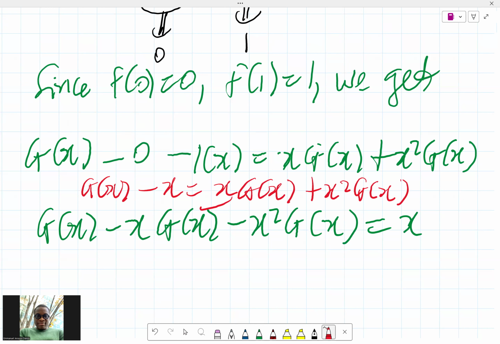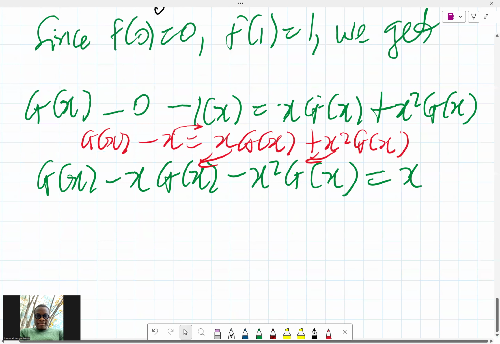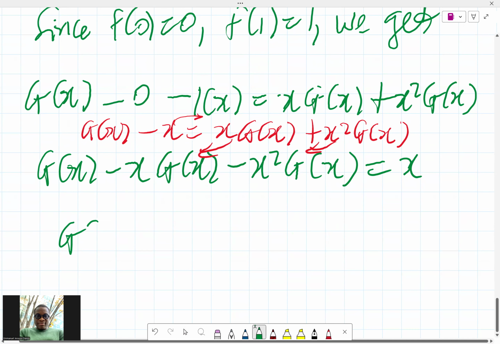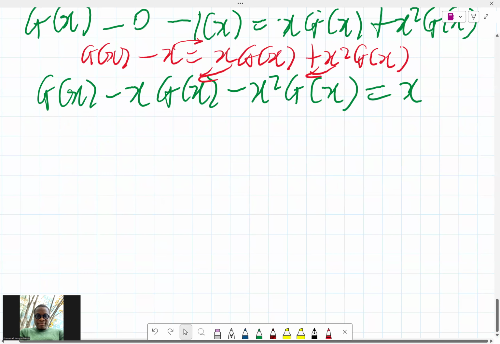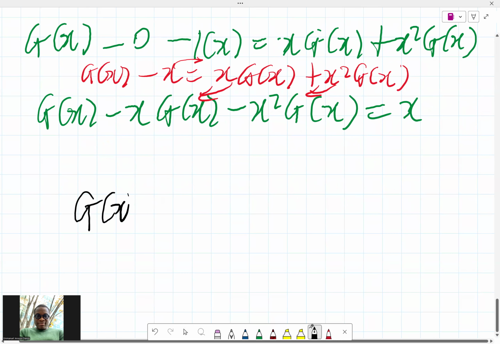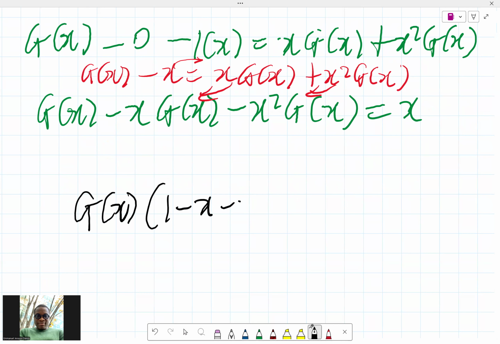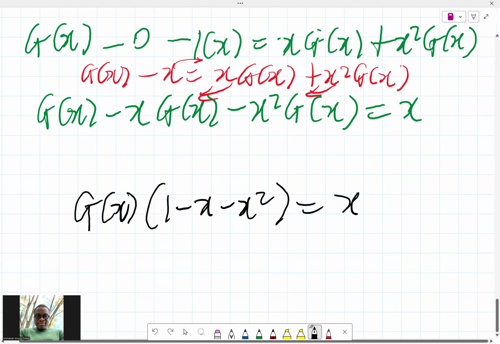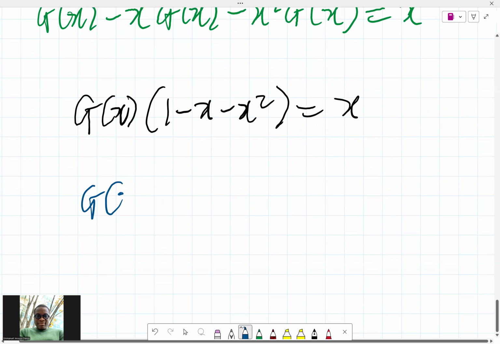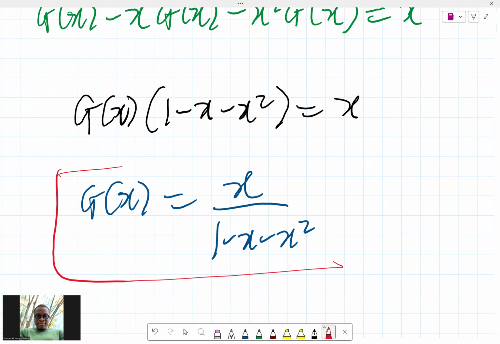So we now transfer all these terms to the other side, and then we transfer x to the right hand side. g of x is common here, so we have g of x times 1 minus x minus x squared equals x. So g of x now is equal to x all over 1 minus x minus x squared. So this is a very important solution for the generating function.